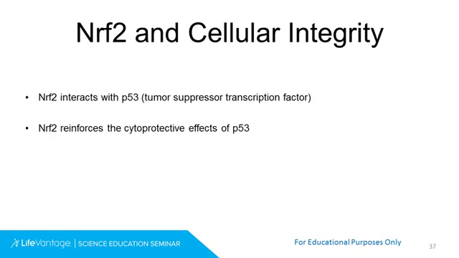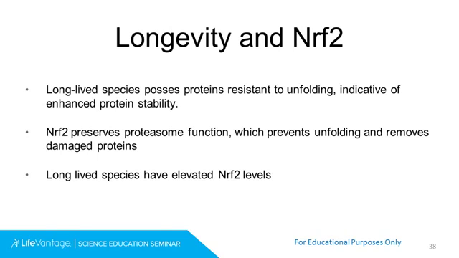Cellular integrity and NRF2: there are numerous studies about how NRF2 interacts with the p53 tumor suppressor transcription factor to protect cells against the development of certain types of cancer. Longevity has been looked at with NRF2, and in general, what they have found is that those creatures that have the highest levels of NRF2 tend to live the longest within their species, and those with the lowest levels of NRF2 have the shortest lifespans.